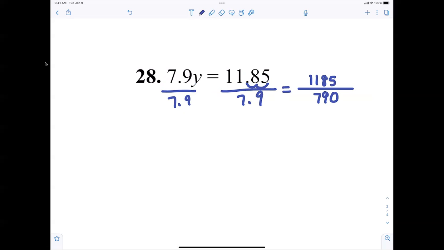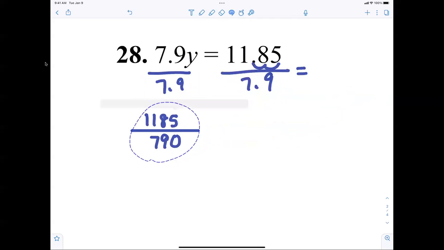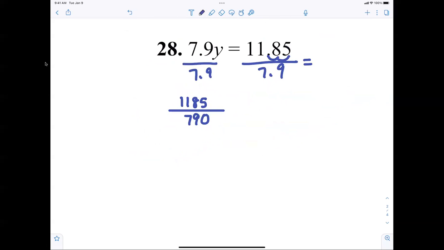Now, because this is annoying, what number goes into both numbers? 5. So we're going to start with that. I want to break it down. We're going to divide by 5. So if I divide the top by 5, I'm going to divide the bottom by 5. Now, come on, stay with me. 5 goes into 11 how many times? Twice, with how many left over? 1. So I put a 1 in the corner here.